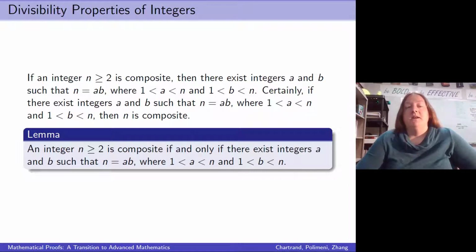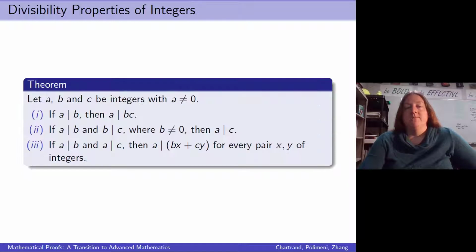So this lemma is actually such a characterization. An integer n greater than or equal to 2 is composite if and only if there exist integers a and b such that n equals a times b, where 1 is less than a is less than n, and 1 is less than b is less than n. So a and b are not 1 or n, and we can multiply them together to get a product of n. That's our characterization of composite numbers.